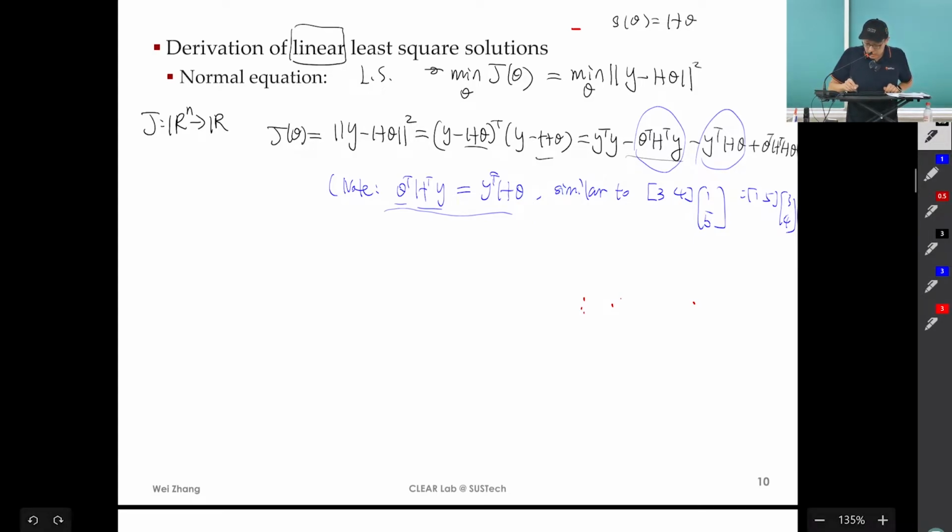Now, given that they are the same, I can pick an arbitrary one, depending on which one can simplify my notation. Let's regroup it. So this will be theta transpose A transpose A theta, the second order term in terms of theta, minus 2 times y transpose A theta plus y transpose y.